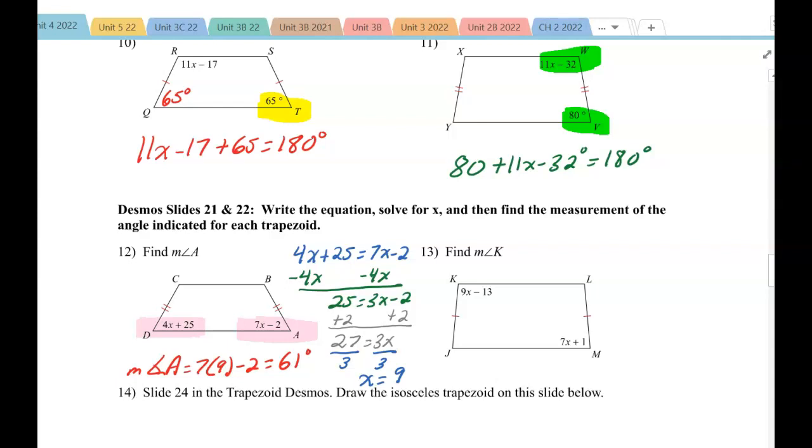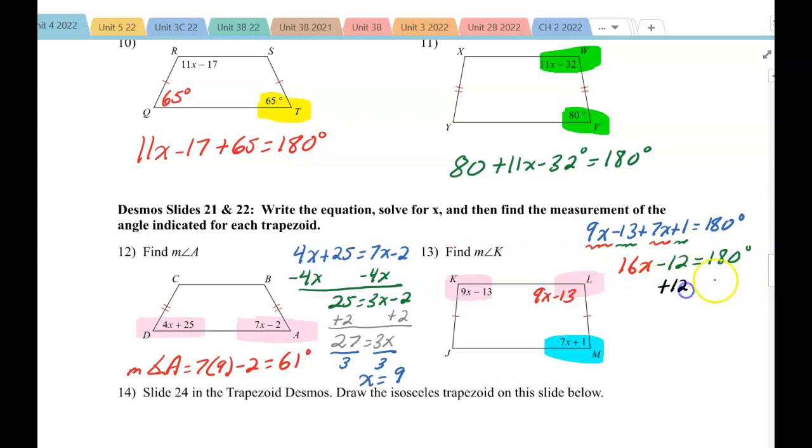In problem number 13, since this is an isosceles trapezoid, angle K and angle L are equal. So I'm going to write 9x minus 13 for angle L. And then angle L and angle M are consecutive angles, so they add up to 180 degrees. So the equation would be 9x minus 13 plus 7x plus 1 is equal to 180 degrees. Combining like terms, meaning adding the x, I get 16x. Combining the negative 13 and 1, minus 12 is 180 degrees.